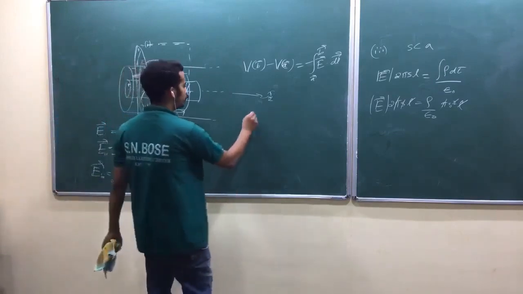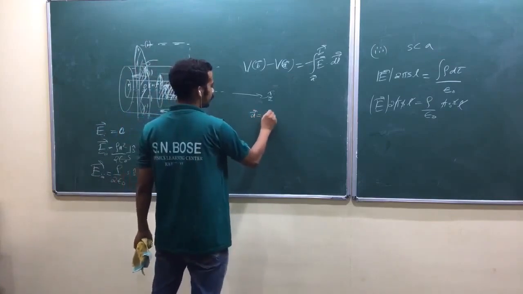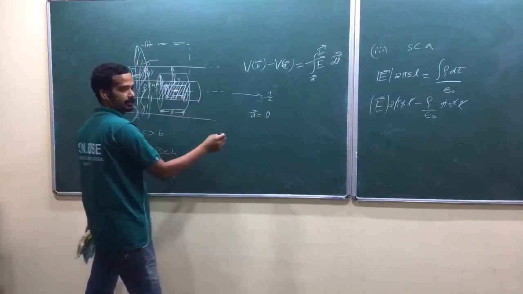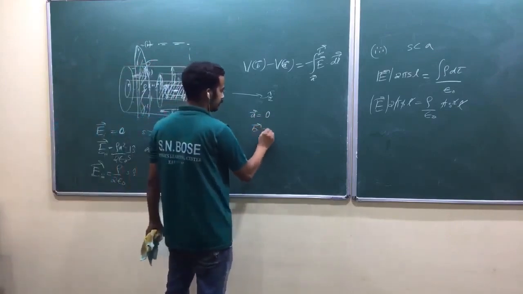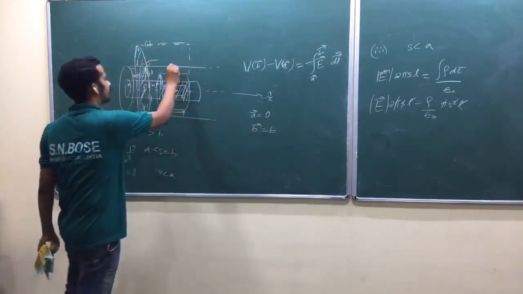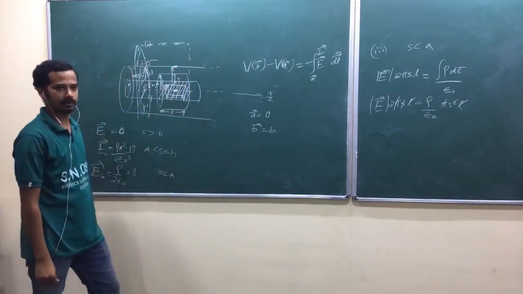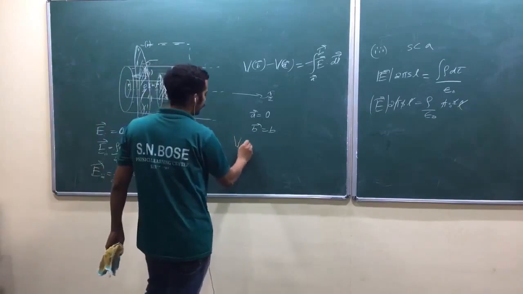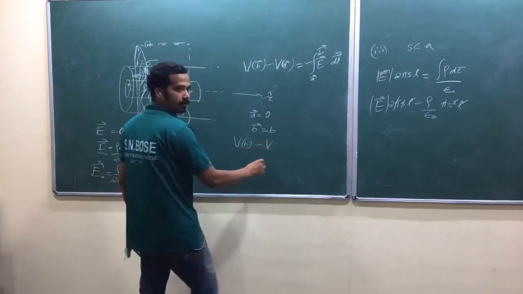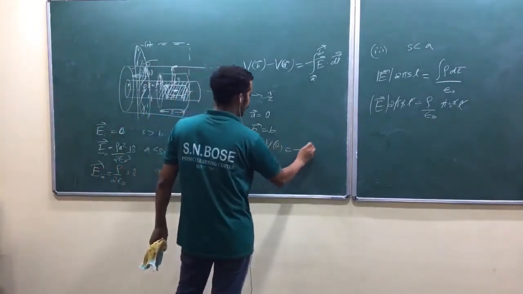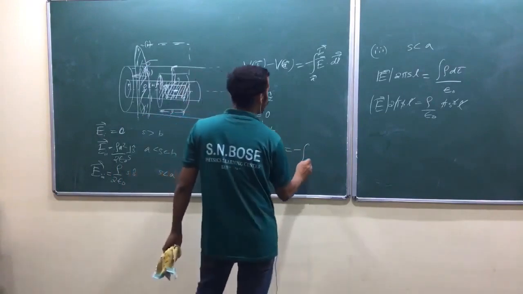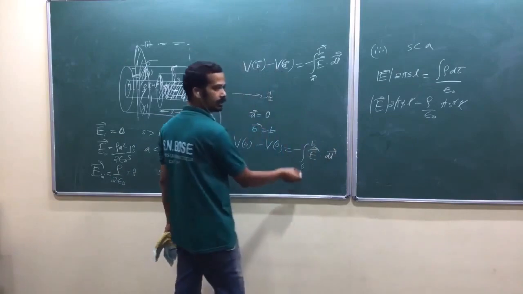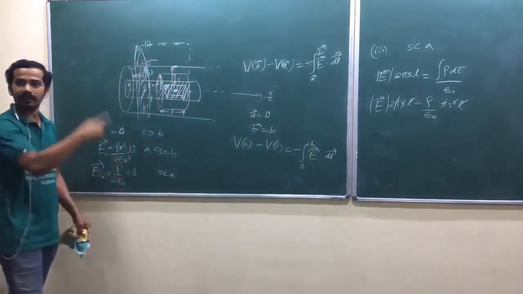Okay, now I have to take A as 0, A as some point on the axis, B as a point on the outer cylinder. Is that okay? That's better, isn't it? Now again, V of B minus V of 0 equals minus integral 0 to B of E bar dot dl bar. What is this 0 to B integral? That is your axial distance, okay?